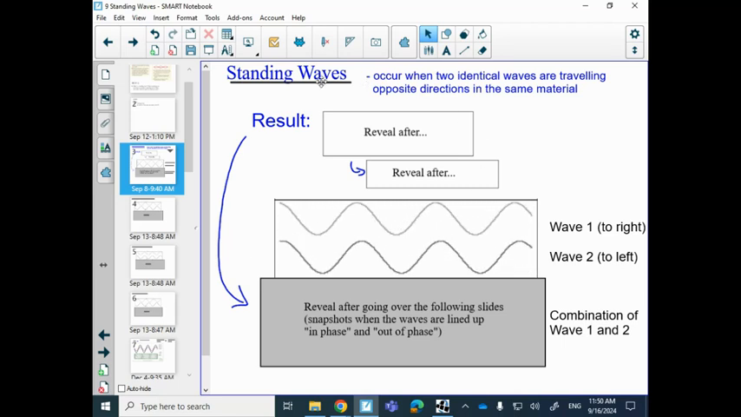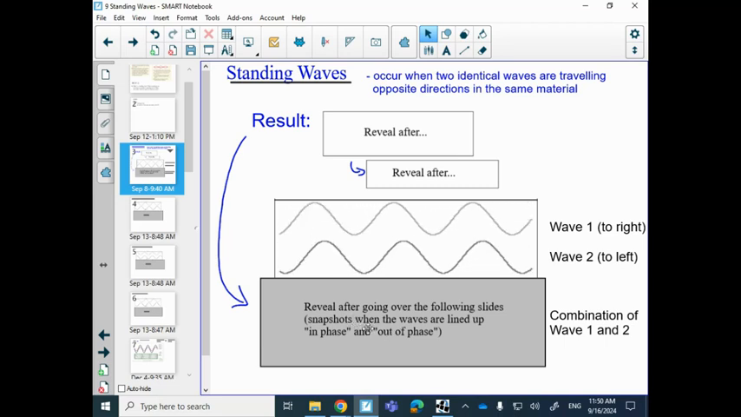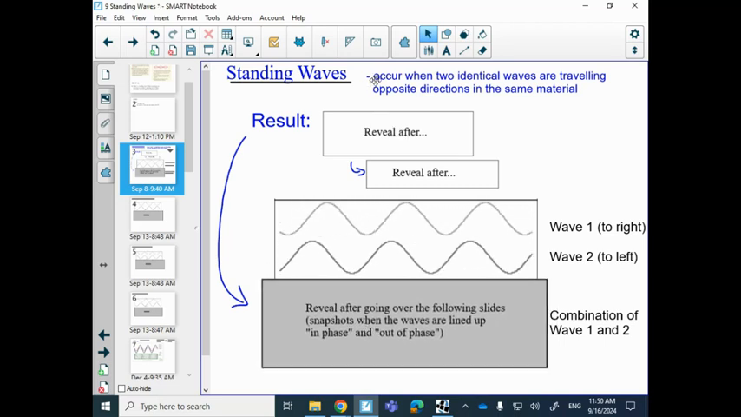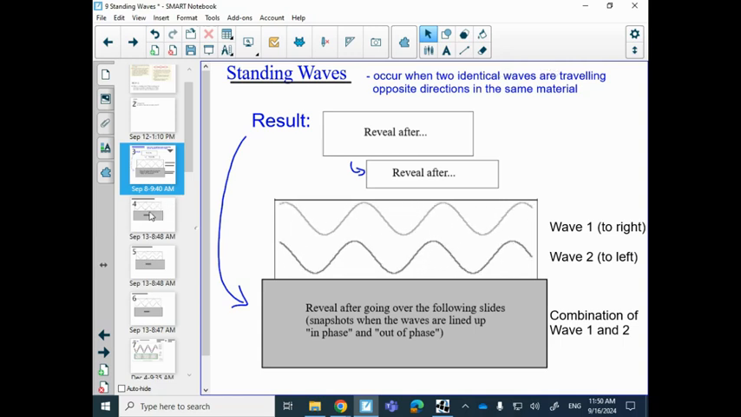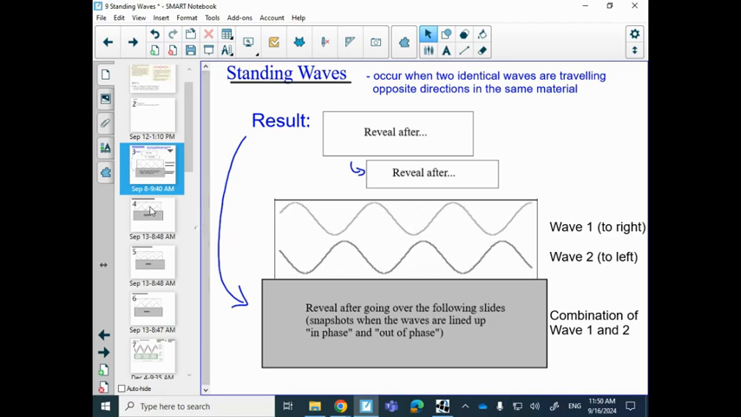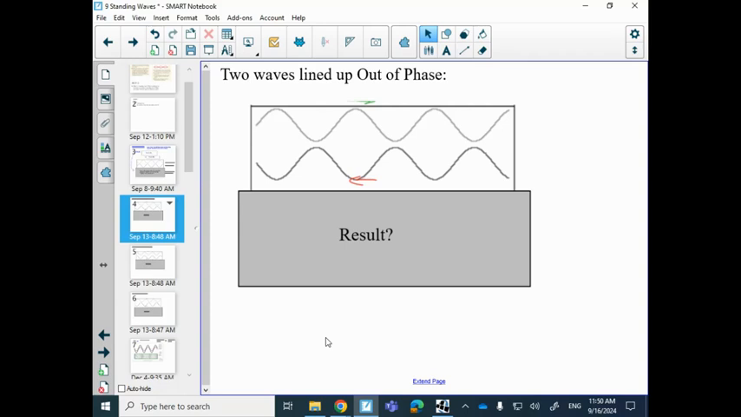Okay, and so a standing wave will occur. This will be the result that we'll see in here. It's called a standing wave. It occurs when two identical waves are traveling in opposite directions in the same material. So in order to slow that down a little and analyze it, let's look at a freeze frame of when the two waves are lined up completely out of phase.